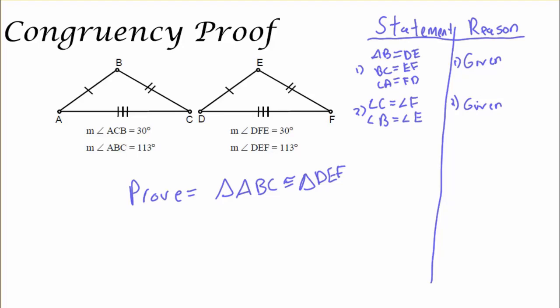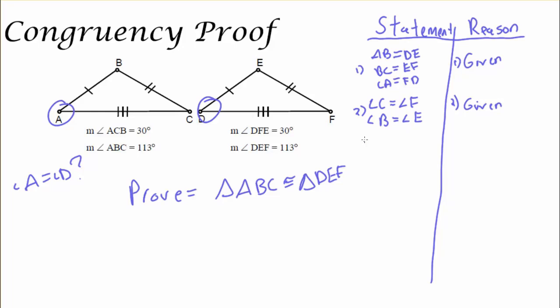Now I'm missing angle A and angle D. I wasn't given information about those. So I could imagine that if angle A is equal to D, I could prove congruence. Well, is that the case? So let's take a look at what we do know and establish and see where we can go.